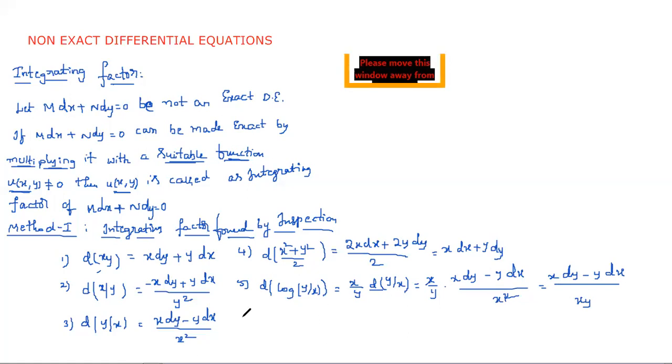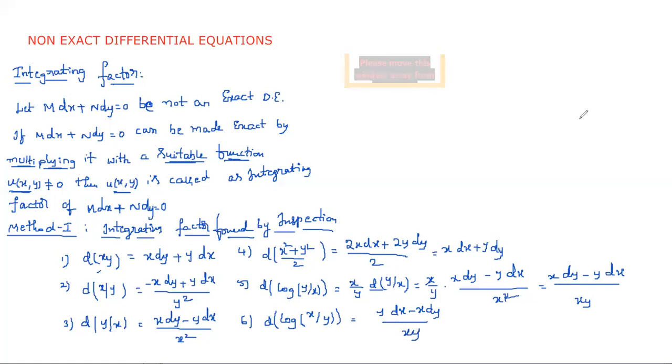And next, derivative of log of x by y. In that case we get (y dx minus x dy) by xy. Next, the seventh formula: derivative of tan inverse of x by y. Here we get (y dx minus x dy) by (x square plus y square).